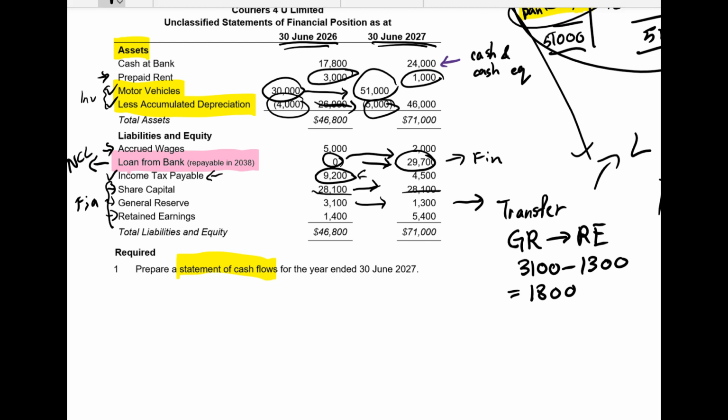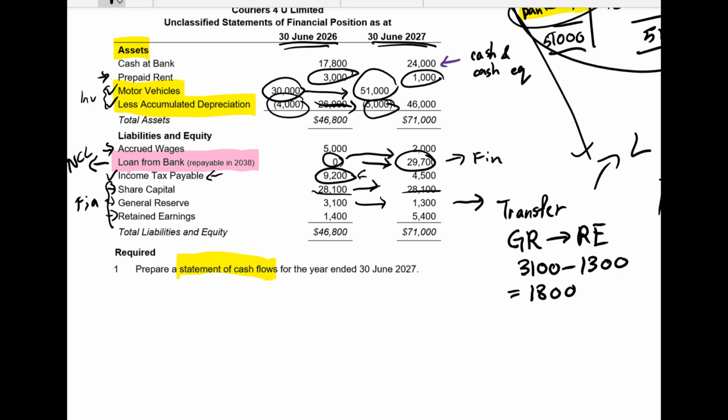Okay, so this 1,800, there's no cash inflow. That means there's no cash coming in or out the company, because this 1,008 is actually the money within the company, so we cannot record this 1,008. But this 1,008 later on we are going to record in our retained earnings account.